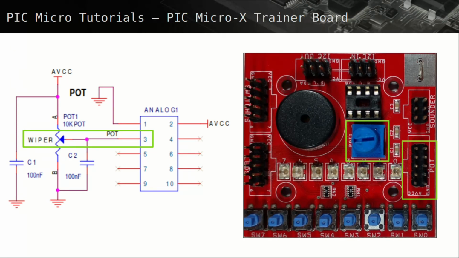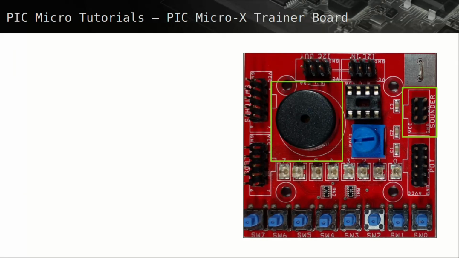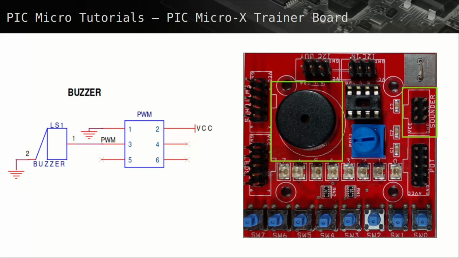The buzzer is connected to the 6-pin sounder header pins. Pins 1 and 2 are again for ground and VCC, and pin 3 is connected to the piezoelectric sounder. The rest of the 6-pin header pins are not connected.